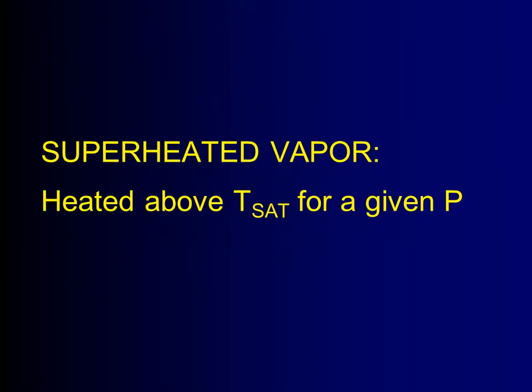Now, superheated vapor is one that's heated above its saturation temperature for a given pressure. So that's what we normally think of as just a vapor. Once it's boiled, it becomes a vapor, and then if I raise the temperature above the saturation temperature, it becomes a superheated vapor. So if it's still at its saturation temperature and it's all vapor, I call that a saturated vapor. If it's above its saturation temperature, I call that a superheated vapor.